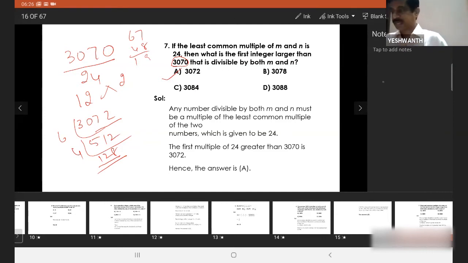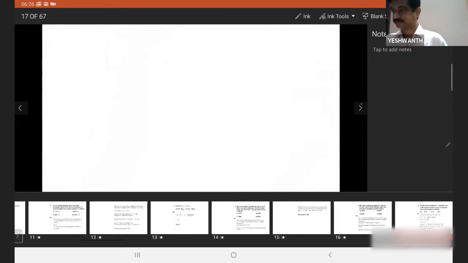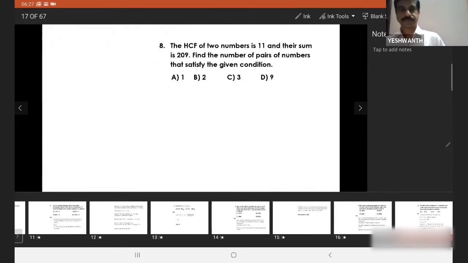Okay, let us go to the next question. Look at this. The HCF of two numbers is 11, and their sum is 209. Find the number of pairs of numbers that satisfy the given condition.